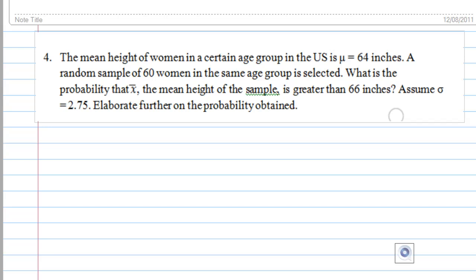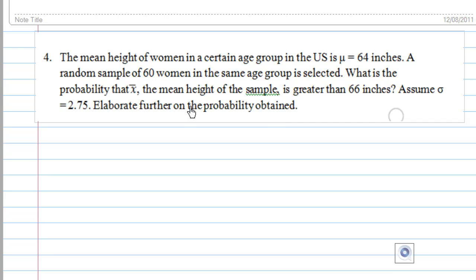This recording will illustrate sampling distribution and central limit theorem. The problem is this. The mean height of women in a certain age group in the US is mu equal to 64 inches. A random sample of 60 women in the same age group is selected. What is the probability that x bar, the mean height of the sample, is greater than 66 inches? Assume sigma is 2.75.